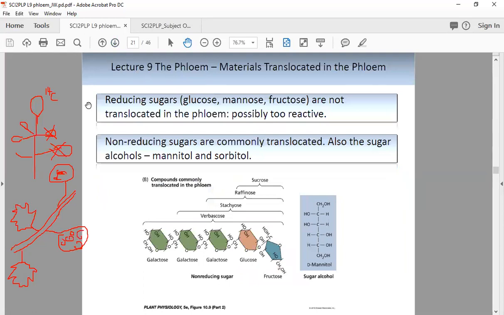All right, reducing sugars. Who remembers reducing sugars from living systems? They're listed here, the common ones: glucose, mannose, fructose. Not really. Now you're really making me feel bad. You don't remember it. All right, glucose, mannose, and fructose are not translocated in the phloem because they are quite reactive.